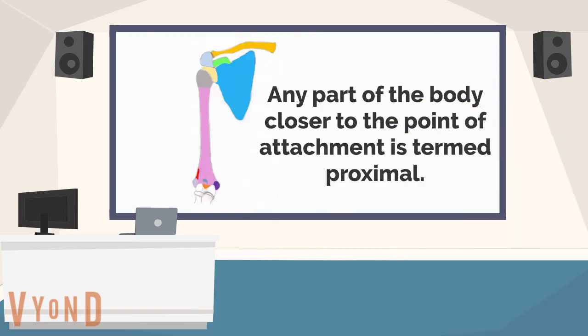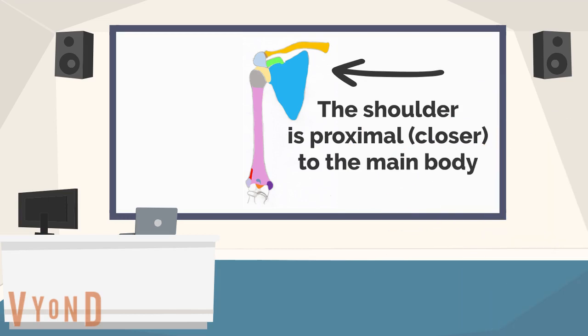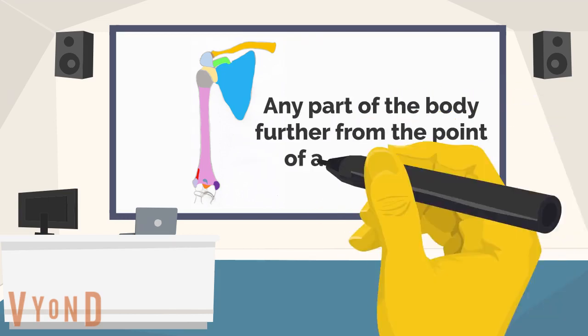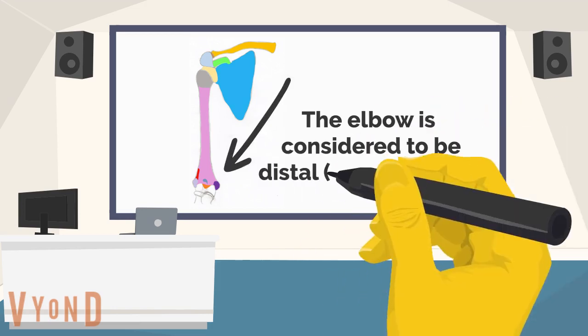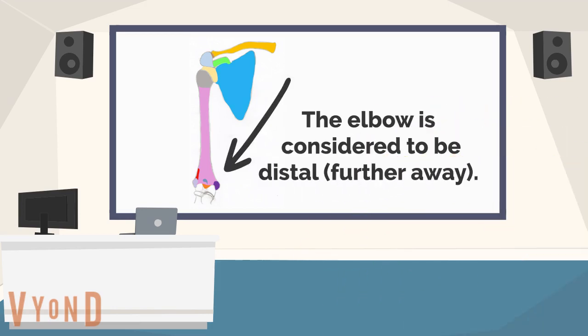Anytime a part of the body is discussed as being closer to a point of attachment in reference to the main body, it is termed as proximal. Therefore, the shoulder is considered closer or proximal to the main body. Anytime part of the body is discussed as being farther away from a point of attachment in reference to the main body, it is termed as distal. Therefore, the elbow is considered farther away or distal to the main body.